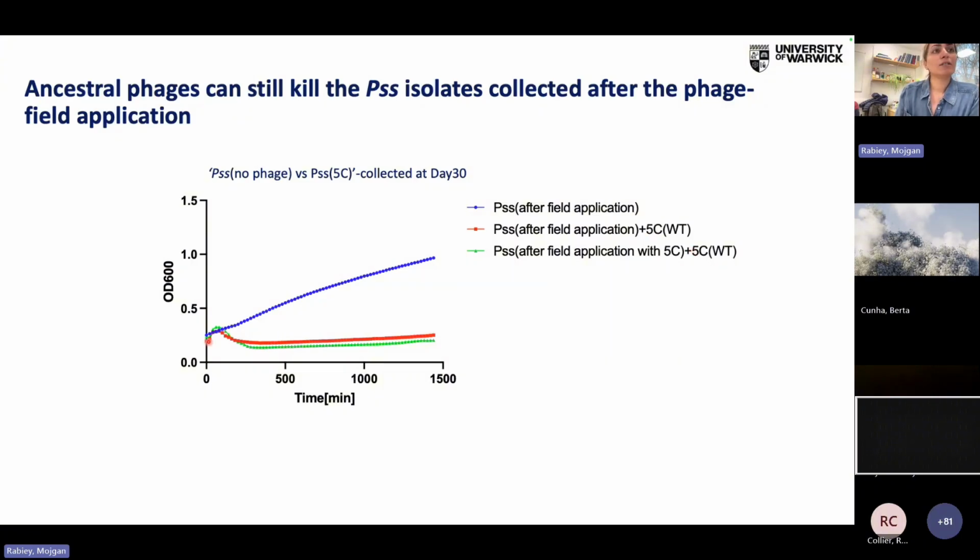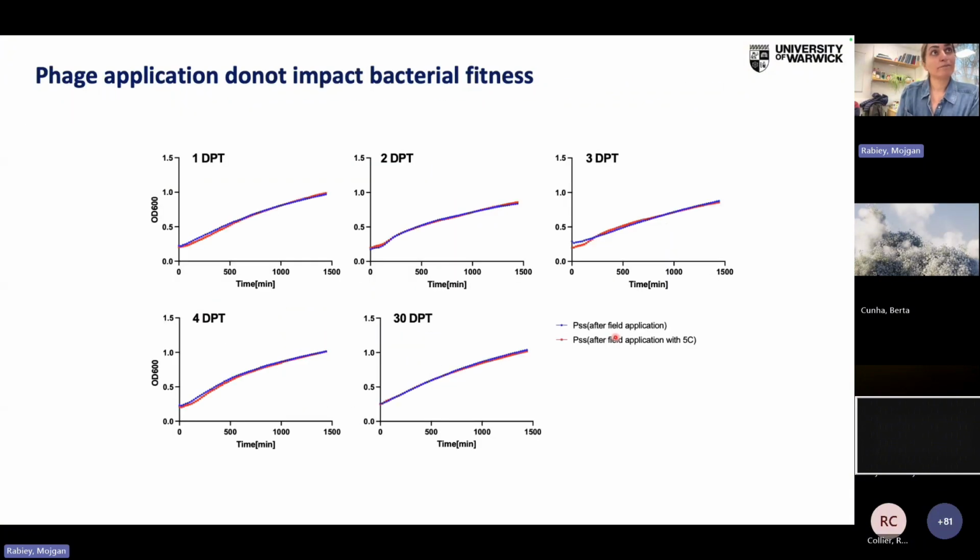And these wild type phages could kill the PSS population that we re-isolated from the field. It means that resistance didn't emerge in the population. If we had resistance, the wild type phages shouldn't be able to kill this. So again, it says that the phage application in the field doesn't lead to any bacterial resistance emerging.